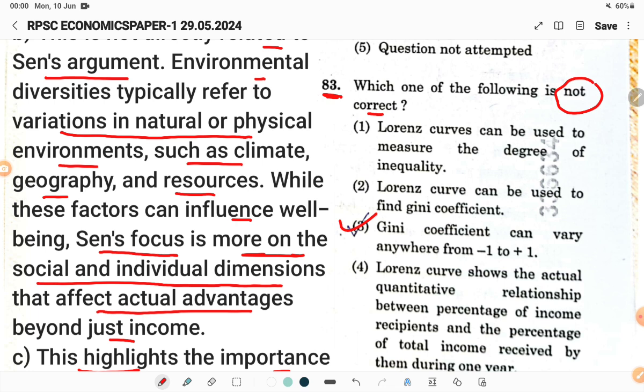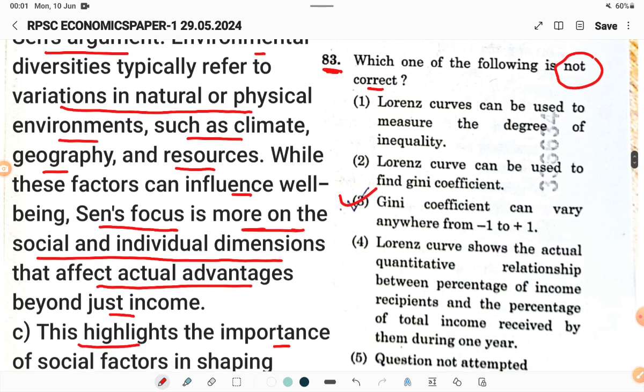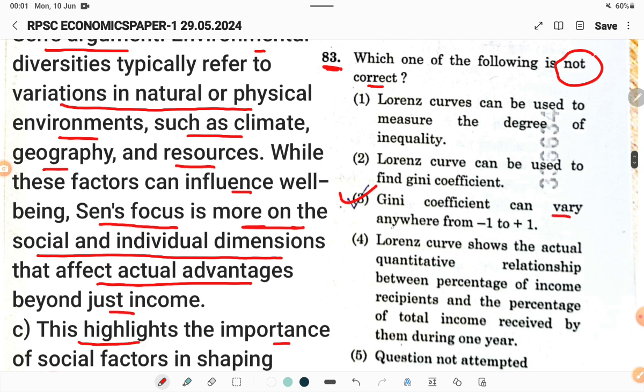And now the second, Lorenz curve can be used to find the Gini coefficient. This statement is also correct. The Gini coefficient is derived from the Lorenz curve. It quantifies the degree of inequality in a distribution. The Gini coefficient is calculated as the area between the Lorenz curve and the line of perfect equality divided by the total area under the line of perfect equality. And the third statement, the Gini coefficient may vary anywhere from -1 to +1. This statement is wrong here, and will be the right answer here, because the Gini coefficient can vary from 0 to 1.